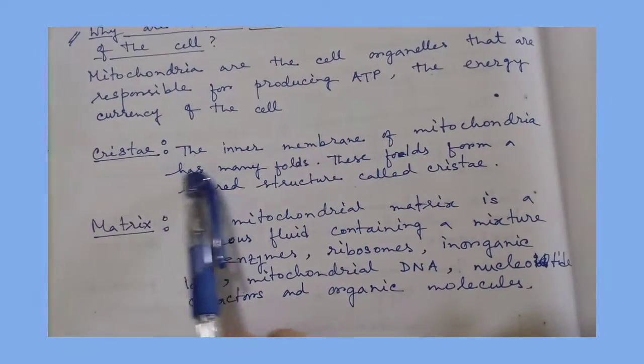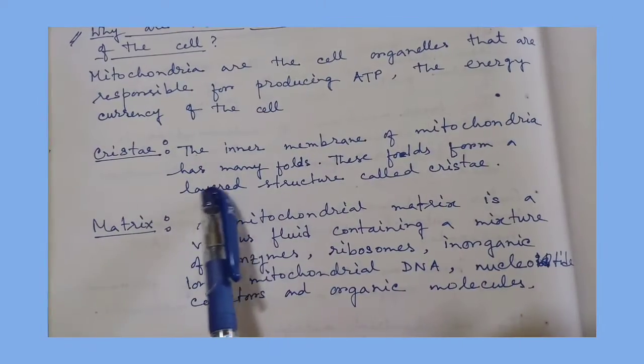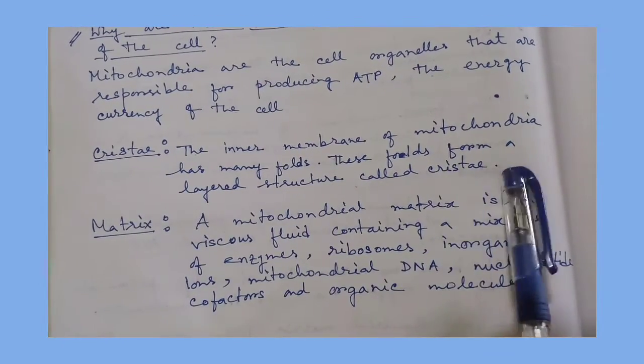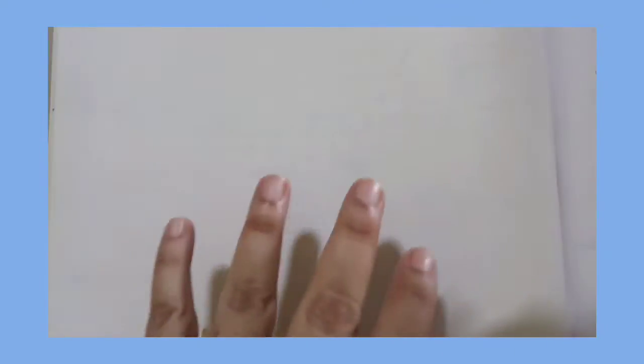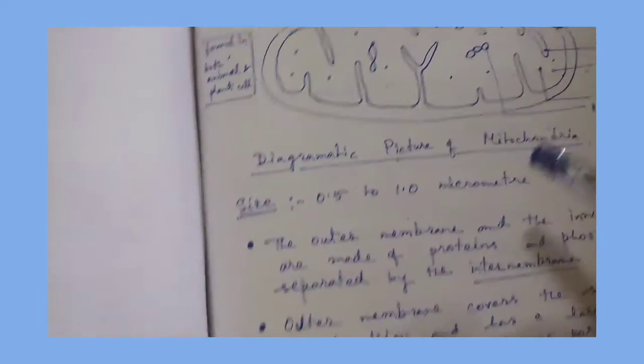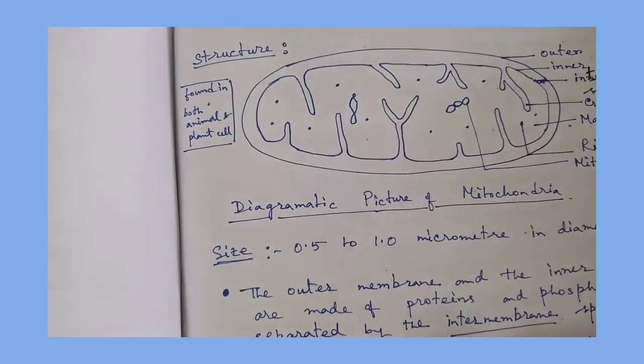What is cristae? The inner membrane of mitochondria has many folds. These folds form a layered structure called cristae. You can see here the cristae.